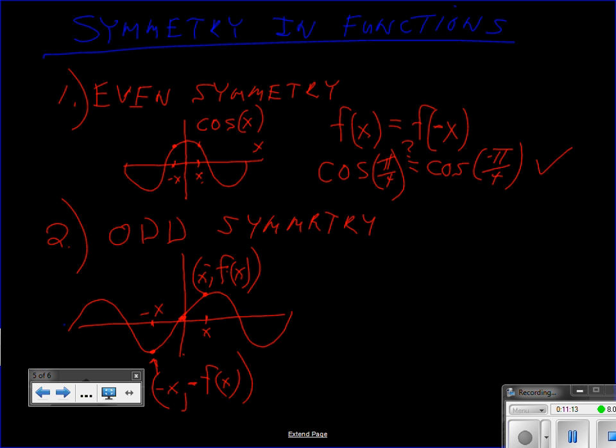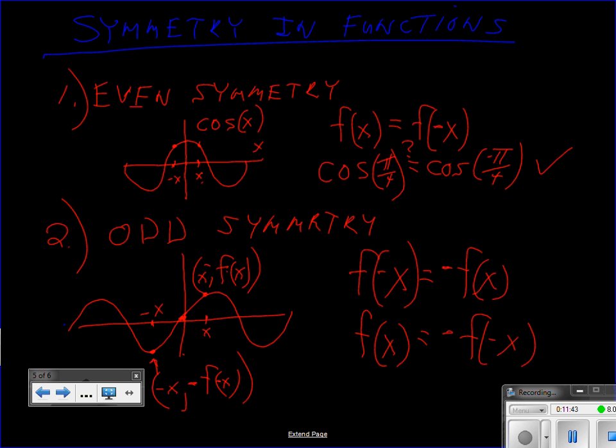So the definition of odd symmetry is that the function, oops, let's see, this is wrong here. I have to put a negative here. The function of negative x is equal to negative the function of x. Or maybe to make it consistent, you could say f of x is equal to minus f of minus x. Okay, odd symmetry. So you'll see that in your homework tonight. You have to identify if a function is even or odd. Okay, see you soon.